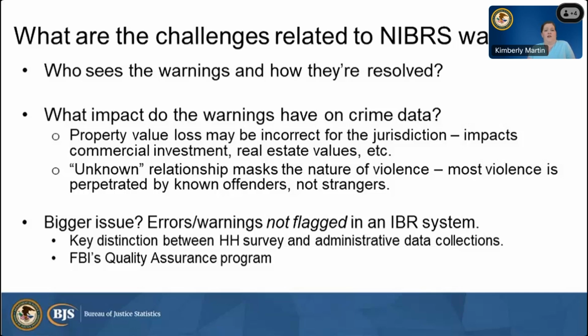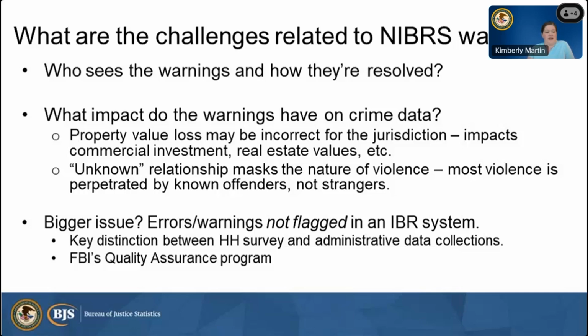And I'm going to talk about that a little bit more. There are a substantial number of some of those incidents, a non-trivial number, that just say unknown, that masks the nature of violence, and that is problematic. And so that is something to look out for and to do a little bit more research on. But the biggest issue, and something I point out to folks, is errors and warnings that are not flagged in the NIBRS system. And this is where the FBI's quality assurance program comes in.